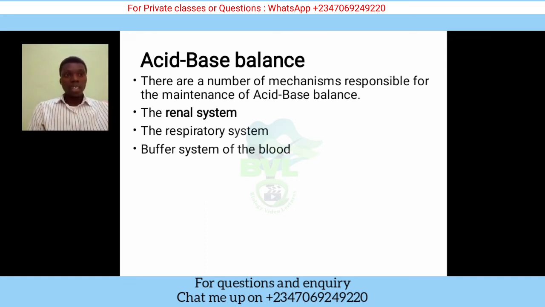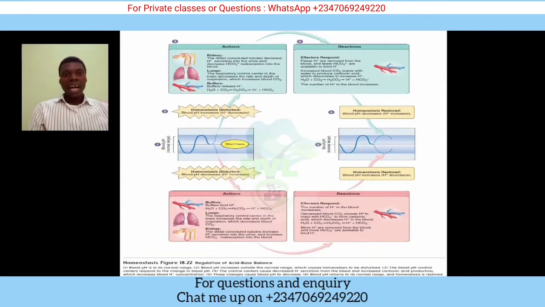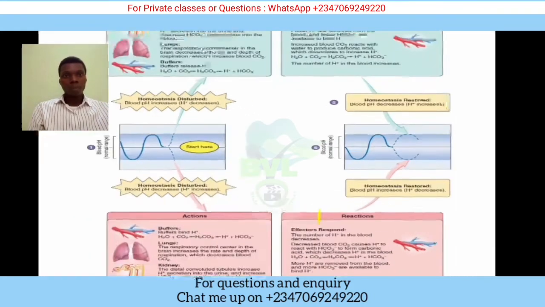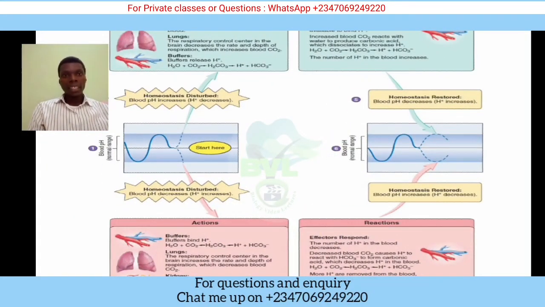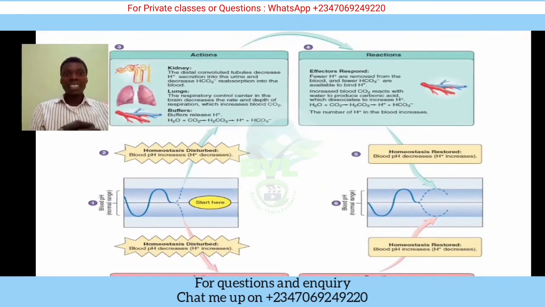So let's take a look at this now. I hope you'll be able to zoom this in. So let me start from this number 1 here. Number 1 is the normal pH of the body. So let's say there's now a disturbance in the pH of the body. So the pH increases. Now, when pH increases, that means there's a decrease in hydrogen, and that means we are tilting towards alkalosis.